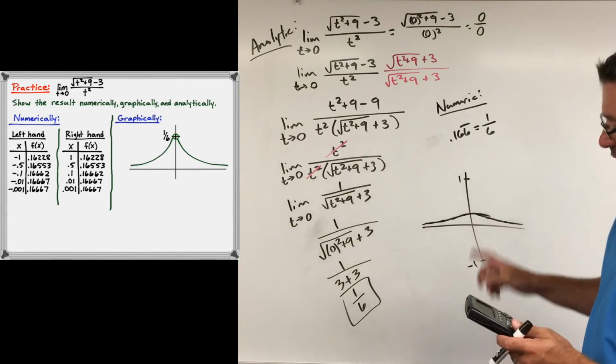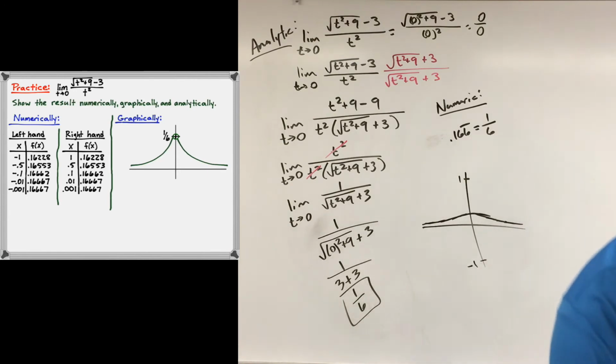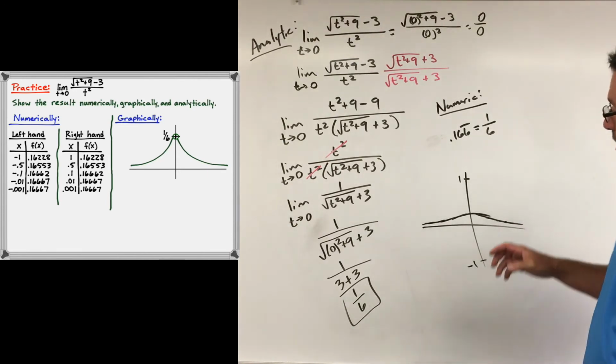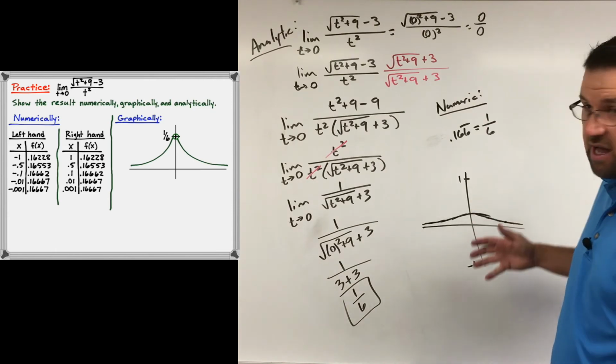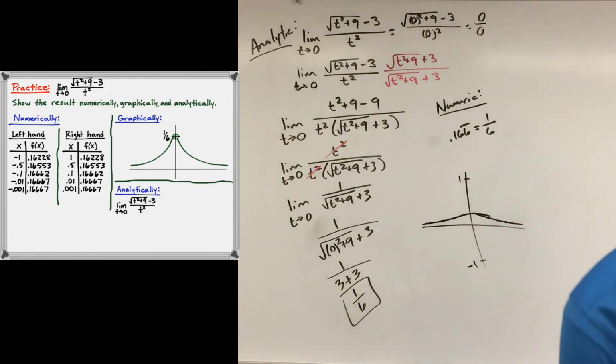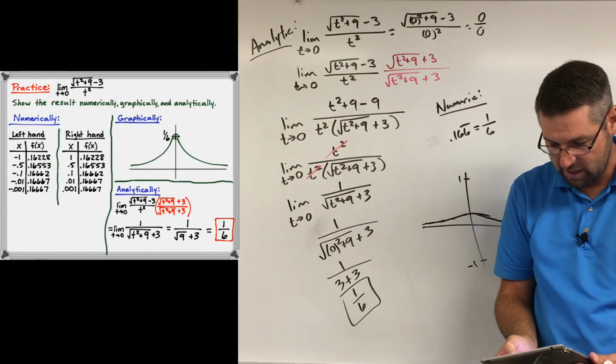And so if you graph that, you're going to see more of a spike there than you would have. But you'll notice if you were to hover over t equals 0, that it would say it's undefined, it doesn't exist, because when we substituted in earlier, we got indeterminate. All right, and then the analytical approach is, of course, the conjugate, which we just did, and we get 1/6.